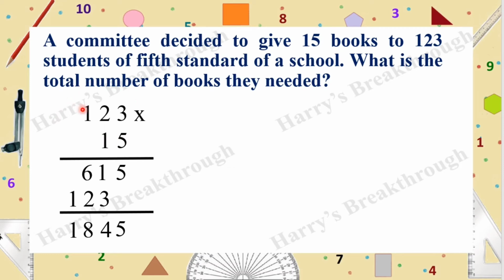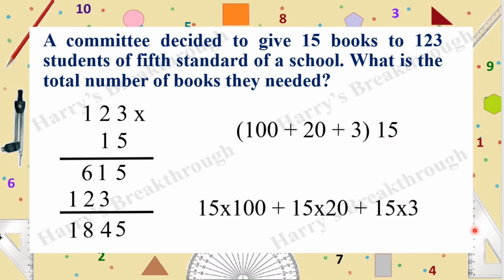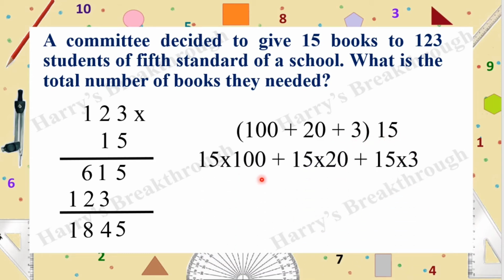And let's do this same problem in the second method. For that, let's split 123. If we split 123, we find that 123 is equal to 100 plus 20 plus 3. Right? And this whole into 15. Let's multiply 100, 20 and 3 with 15. So 15 into 100 plus 15 into 20 plus 15 into 3.